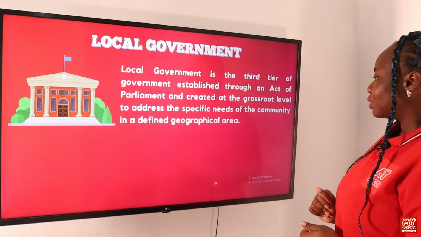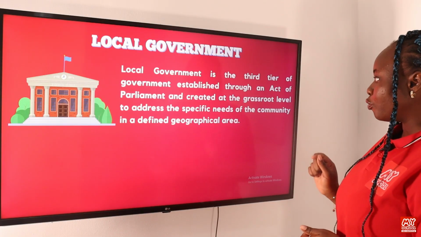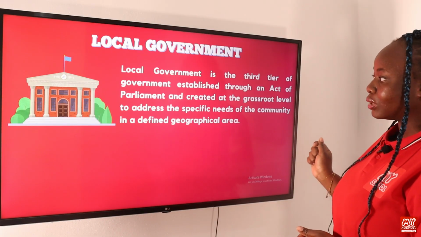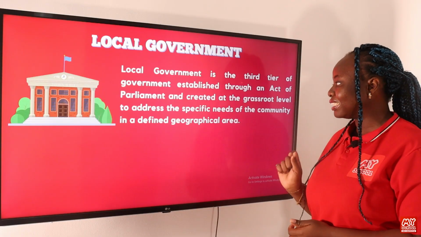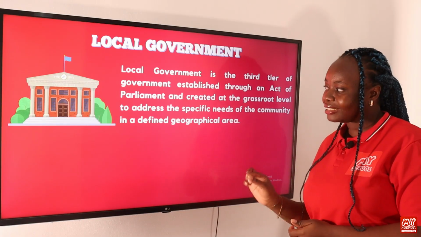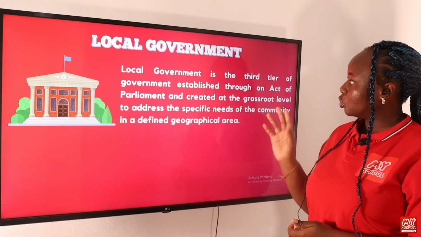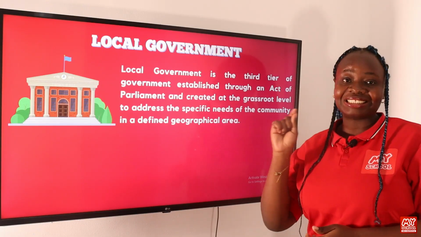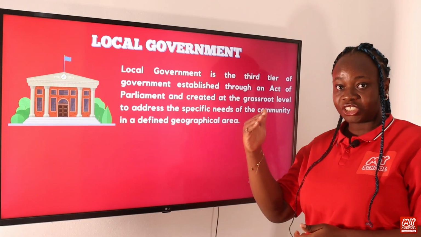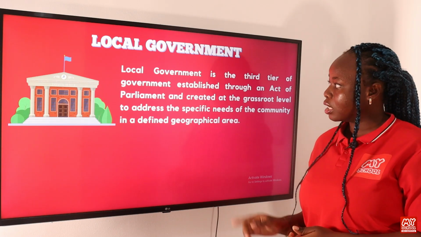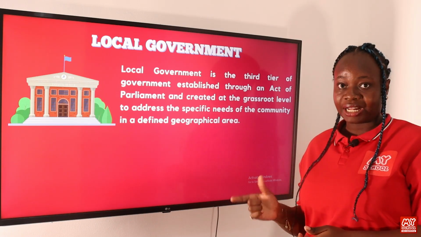Local government is the third tier of government established through an act of parliament and created at the grassroots level to address the specific needs of the community in a defined geographical area. So in your definition, it's important to note that it is the third tier of government. So we have the federal, the state, and the local governments. So it was established through an act of parliament.